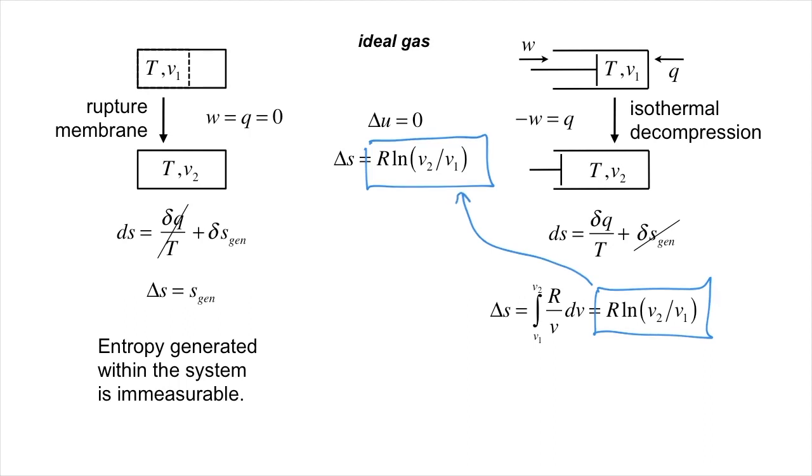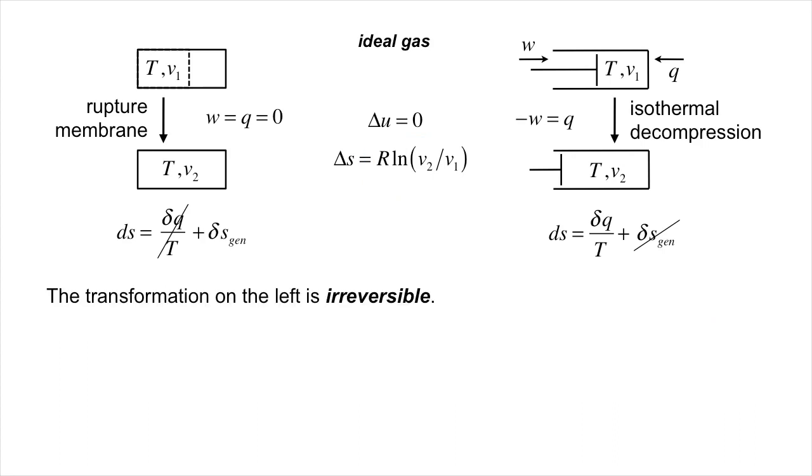In other words, even if we lacked a theory for the entropy of the substance inside the piston cylinder assembly, we would still have been able to measure it via heat and work flows. To summarize the situation, the transformation path on the left is irreversible. An irreversible transformation is defined as any transformation that involves gradients of temperature, pressure, or composition inside the system.